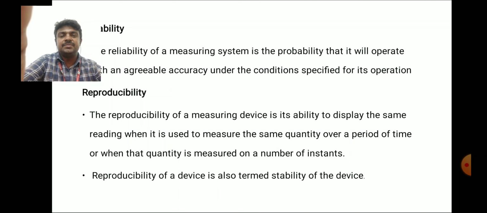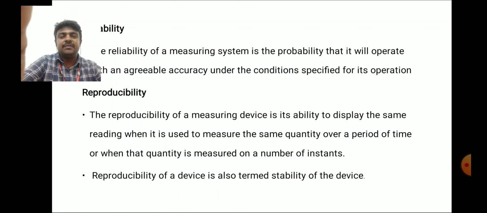And the next term is reproducibility. The reproducibility of a measuring device is its ability to display the same reading when it is used to measure the same quantity over a period of time, or when the quantity is measured on a number of instants. The reproducibility of a device is also termed the stability of the device. The stability of the device can be judged from the parameter reproducibility.